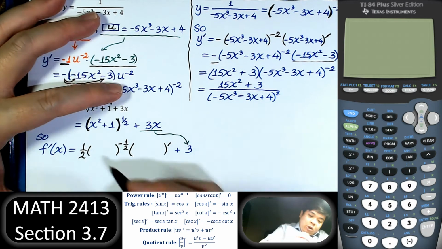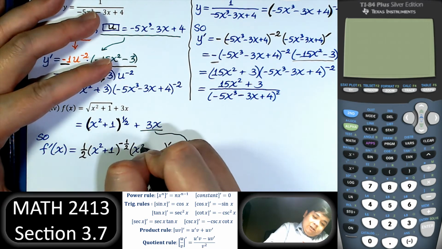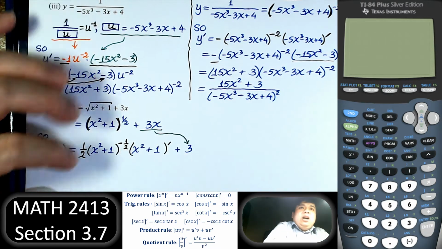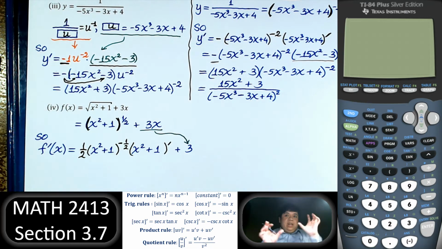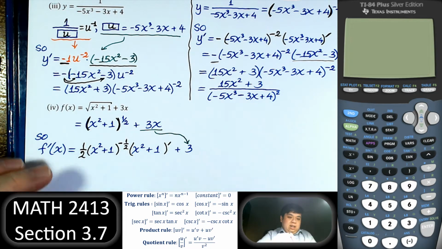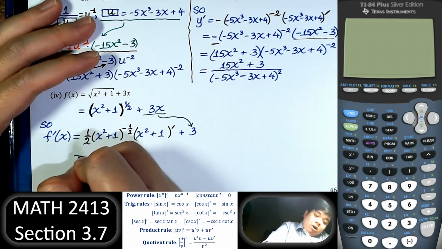Now inside the parentheses is x squared plus 1. So we could potentially do a bunch of derivatives, and each one of them uses the chain rule, and then we just apply it like this. And the rest of the problem should be easy.